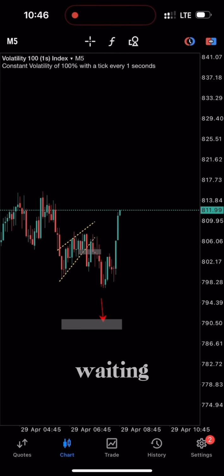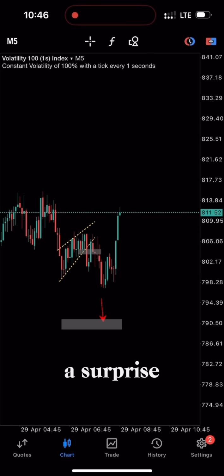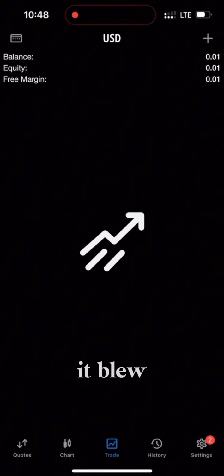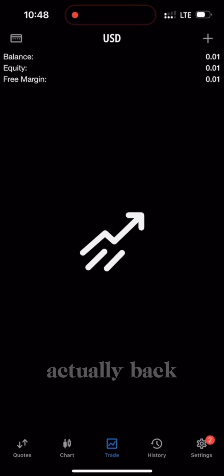so after waiting, it seems that I had more of a surprise than I thought. It seems as if price did go down just a little bit, and then it blew. It blew my account. So now we are back to zero. We are actually back to zero.